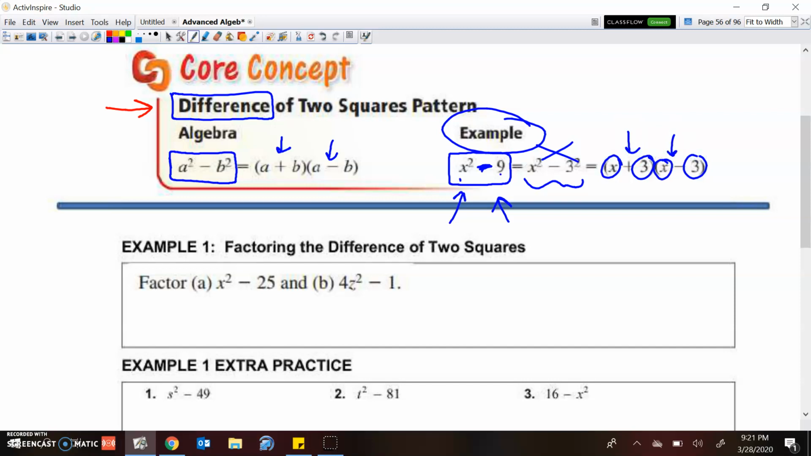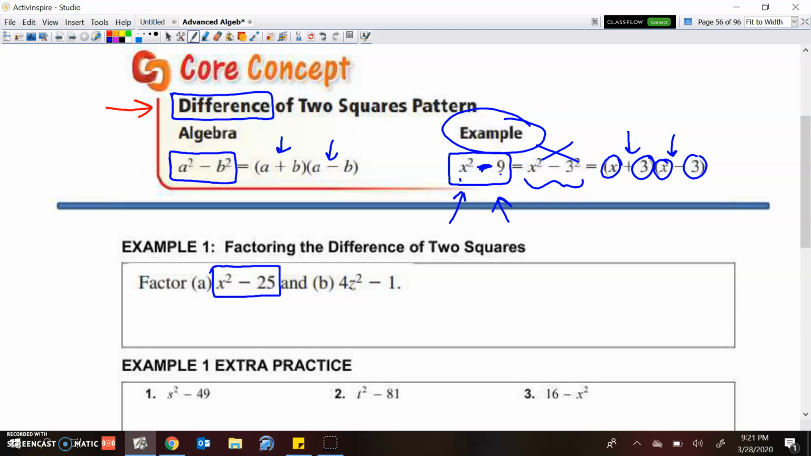Okay? So it's really important you understand this rule because you could factor this out, but it's going to be tricky because we don't have three terms and that's what we're used to. So let's just practice perfecting this pattern.